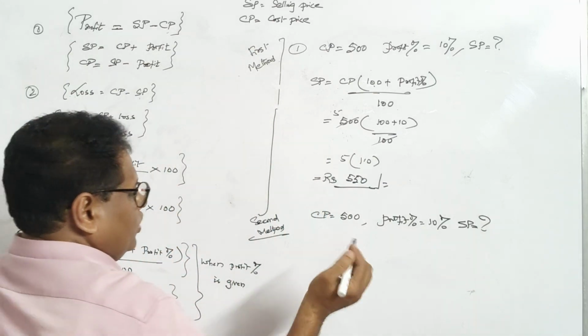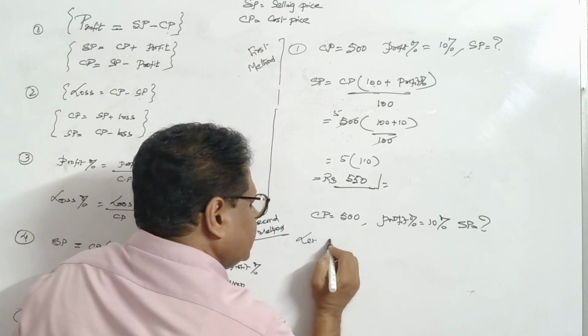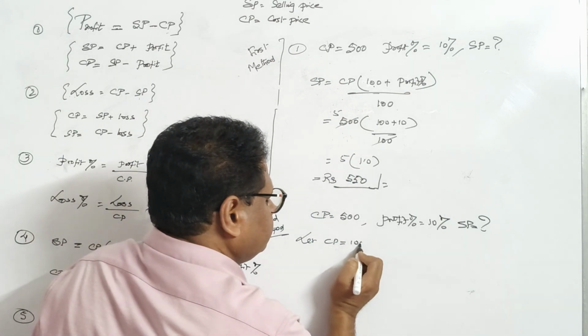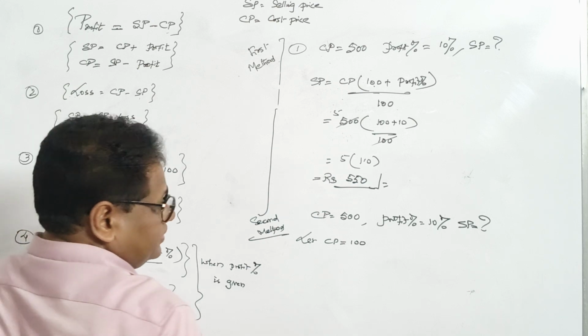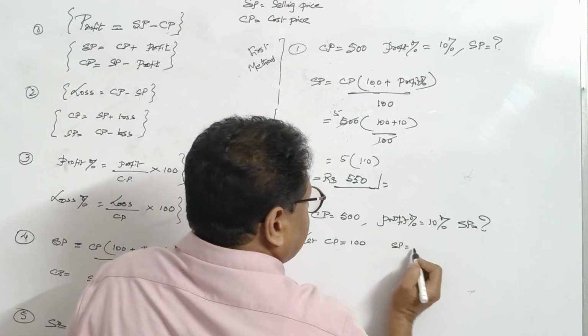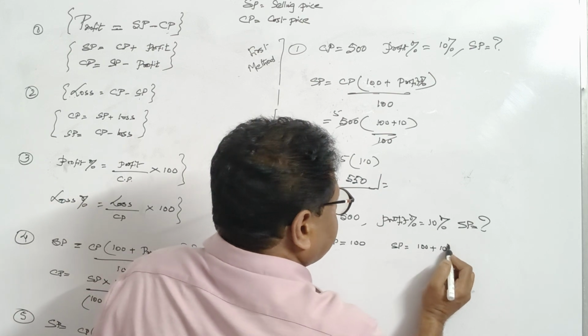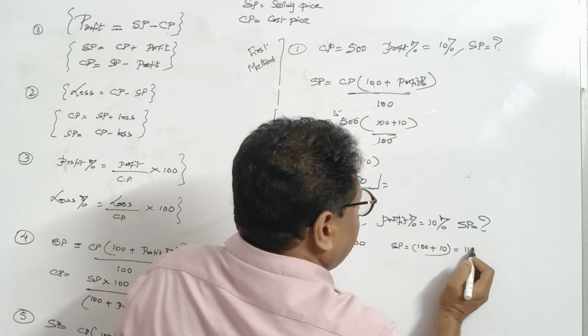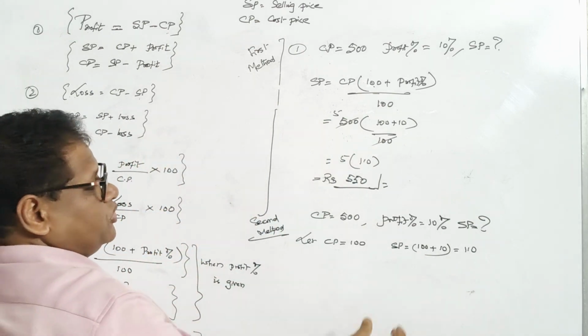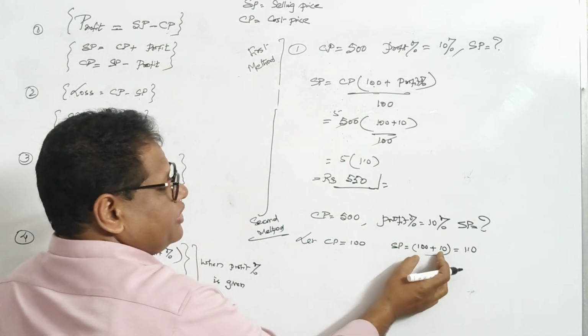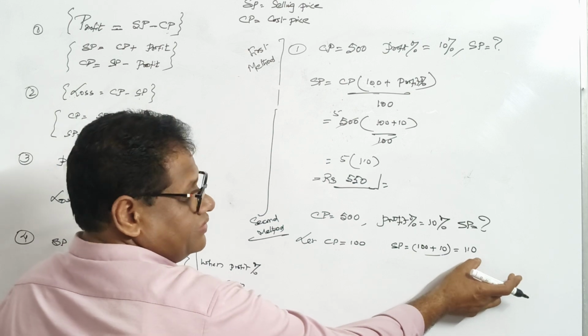Okay. Now look at this. Let the cost price be 100. Always take it as 100. Now since there is profit, you are going to add this 10 to 100. So the selling price will be 110. And if it is a loss percent, you subtract 100 minus 10, that is 90.